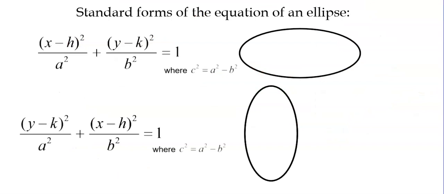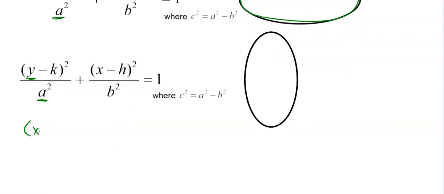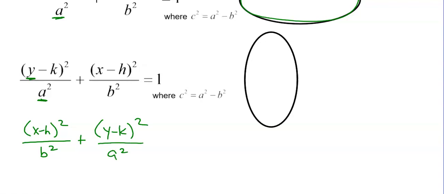Okay, standard form. So I talked about this a little bit. So A is always going to be bigger than B. So if your A falls underneath the X's, you are going to end up with a horizontal ellipse, one that looks like that, okay? If your A is under your Y, you're going to end up with a vertical one. Now, it's not necessarily always going to be first like that. You could have your X's first and your Y's second. So what I mean by that, you could have X minus H squared over B squared plus Y minus K squared over A squared.